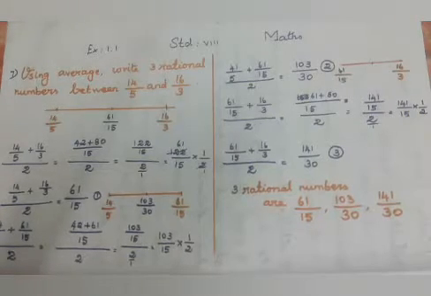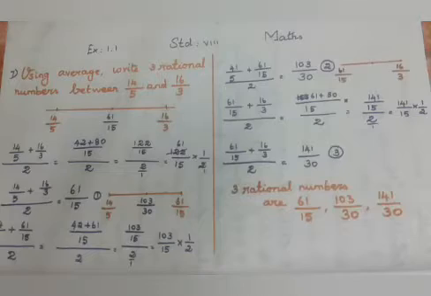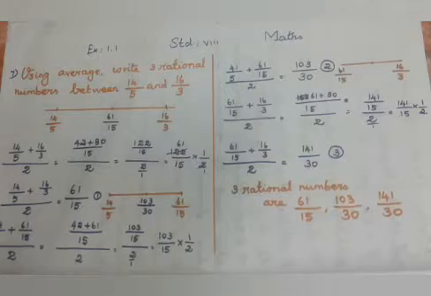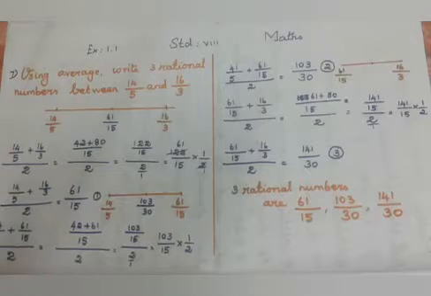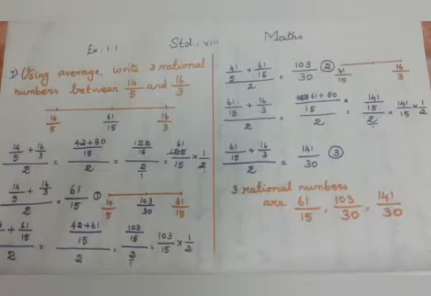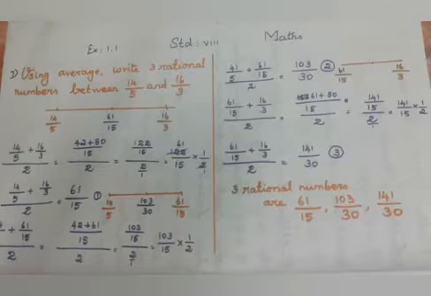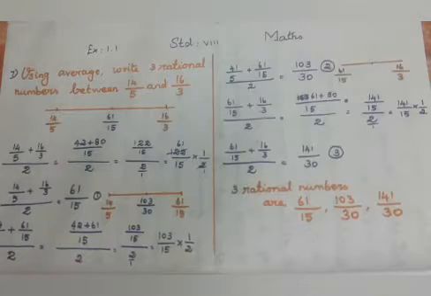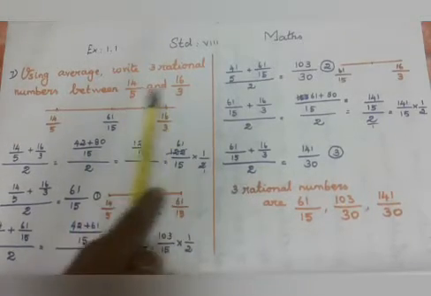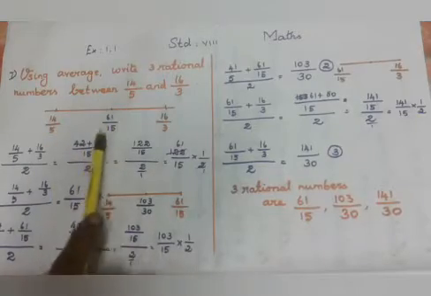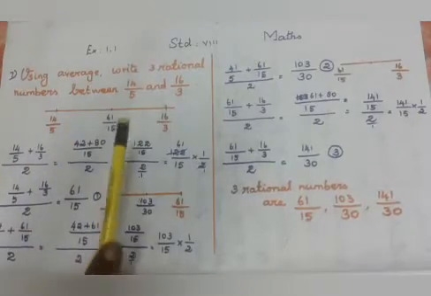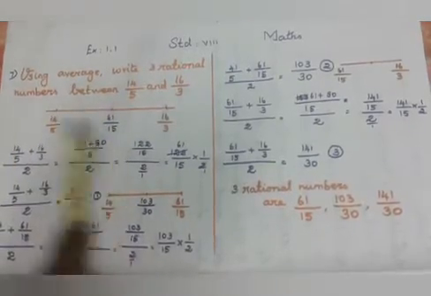Average means: whatever numbers are given, you add all the values and divide by the number of elements, how many numbers are given. That is, whatever numbers are given, add them fully and divide by how many numbers there are. In the same way, here we have two numbers. So how do we find the average? Adding these two values and dividing by 2, we get the average value of these two numbers.